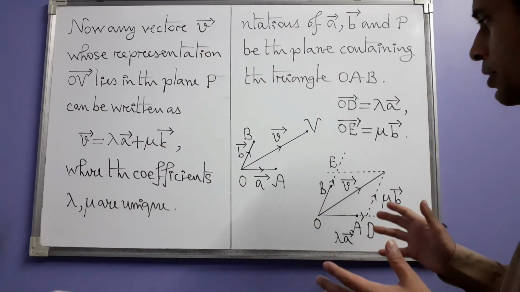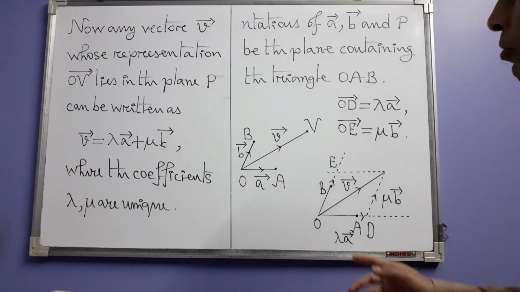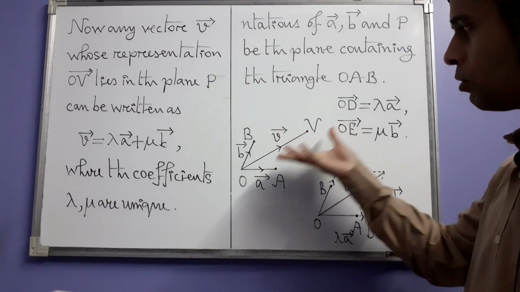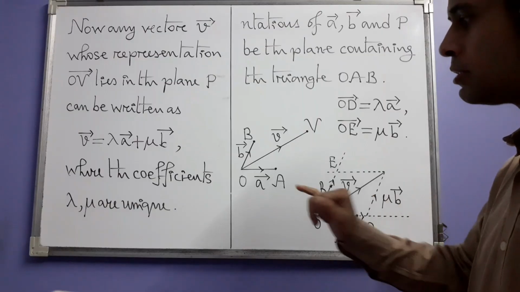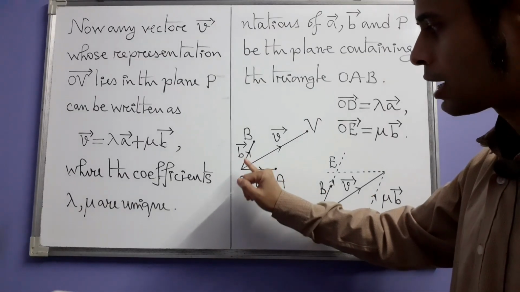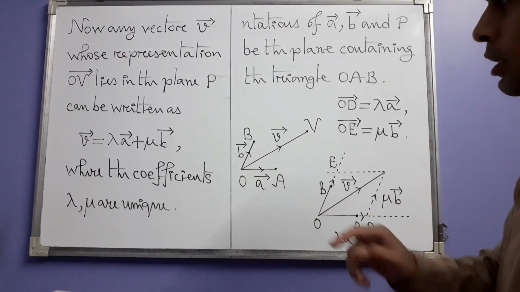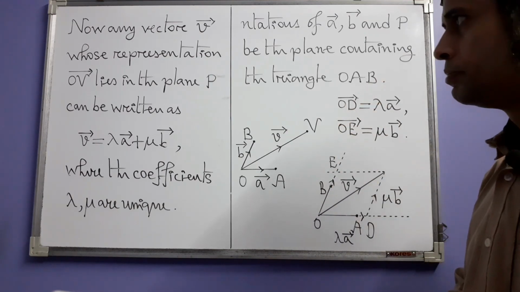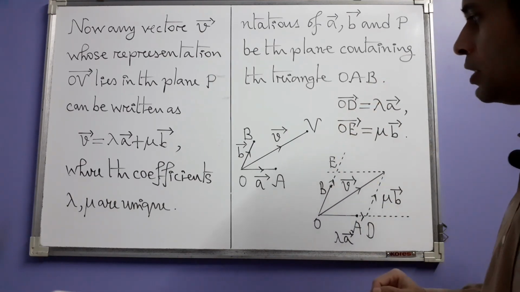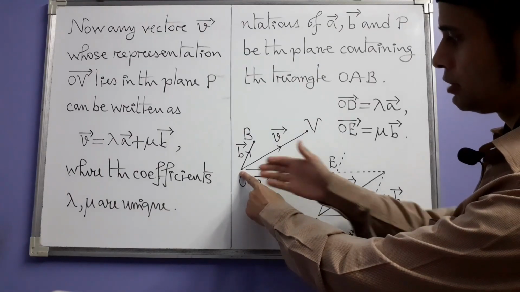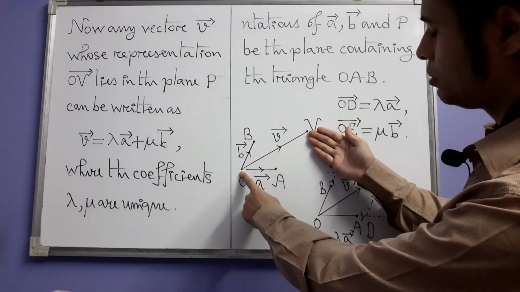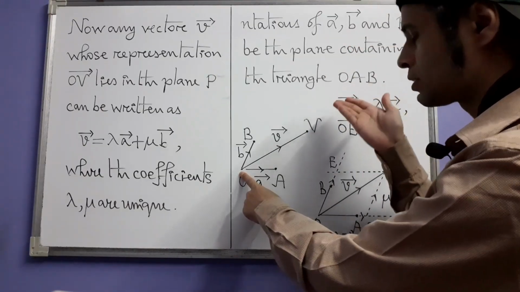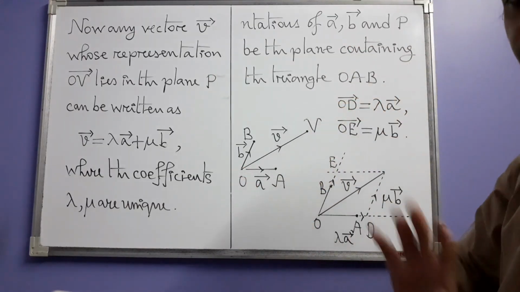But this is the fact that no matter what V you are choosing, if its representation OV, representation OV means we are assuming that the starting point of the representation is O. If the representation OV lies in the plane P, what does that mean? It just means that O is of course O, it's already in the plane P, but V is lying here, V is not here or on that side of the board. Okay, that is the meaning.